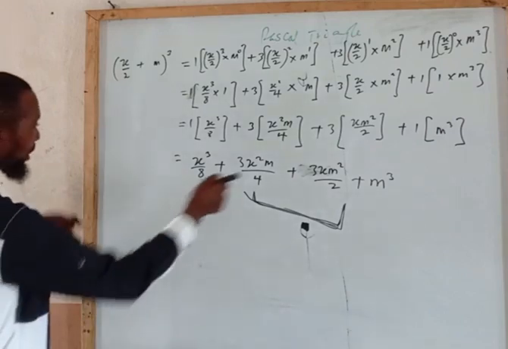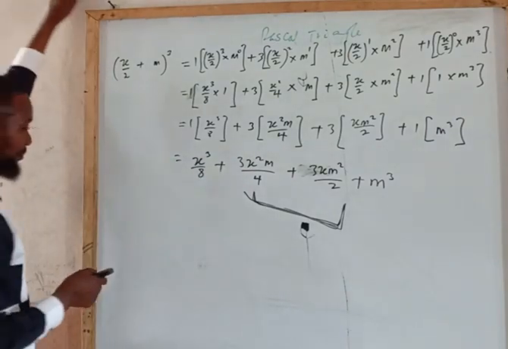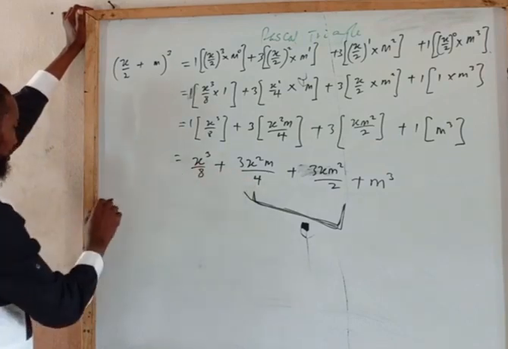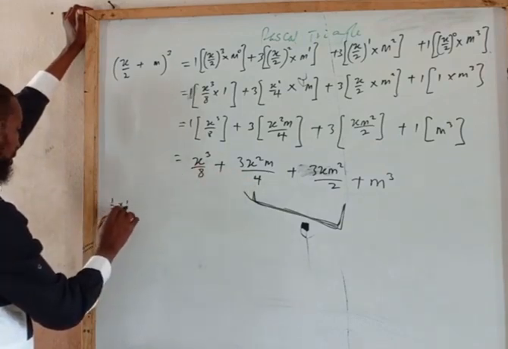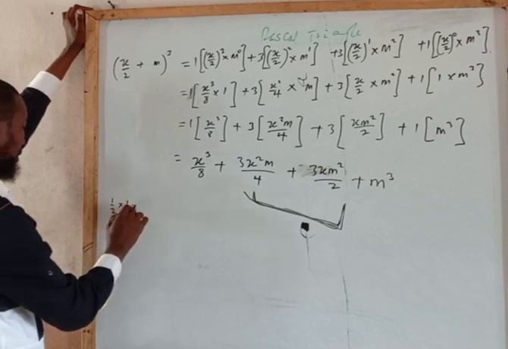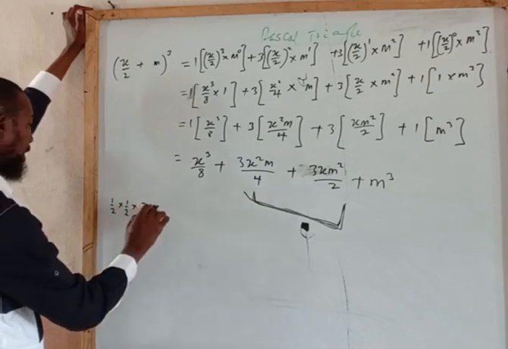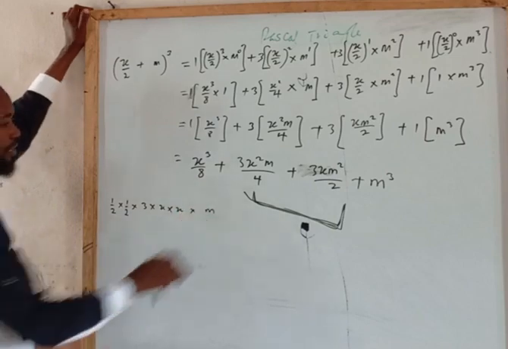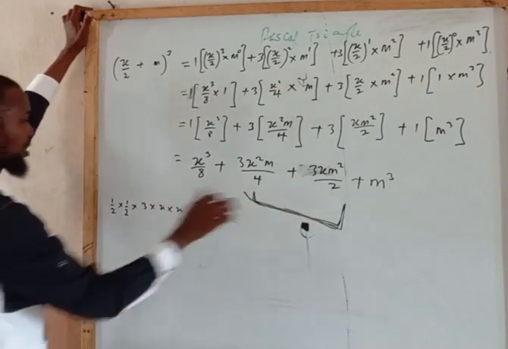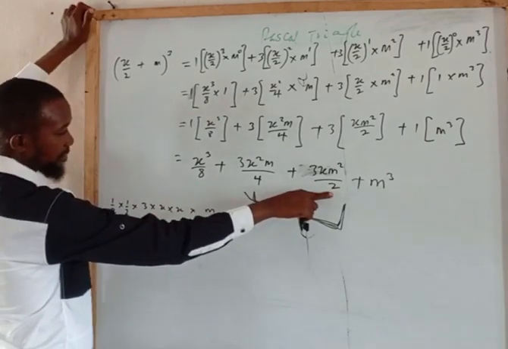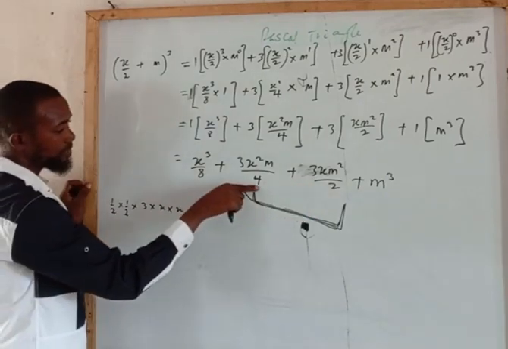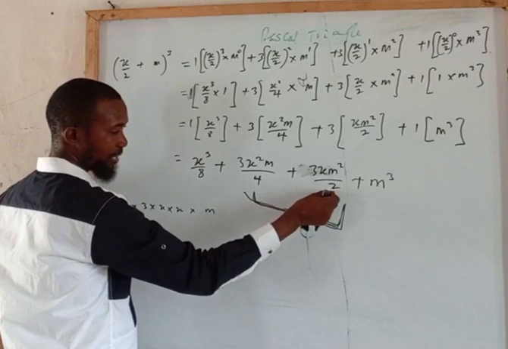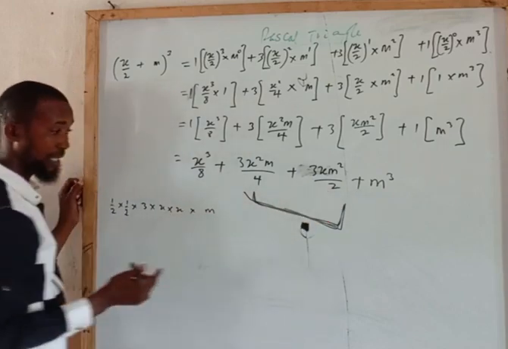All right, here I have 3x squared m. So I can do it this way. This is 1 over 2 times 1 over 2 times 3 times x times x times m. The other one here, you can see this number is a denominator. The reason why I use this 4 as 1 over 2 times 1 over 2 is because I have divided by 2 here. Anything divided by 2, we can as well say over 2.